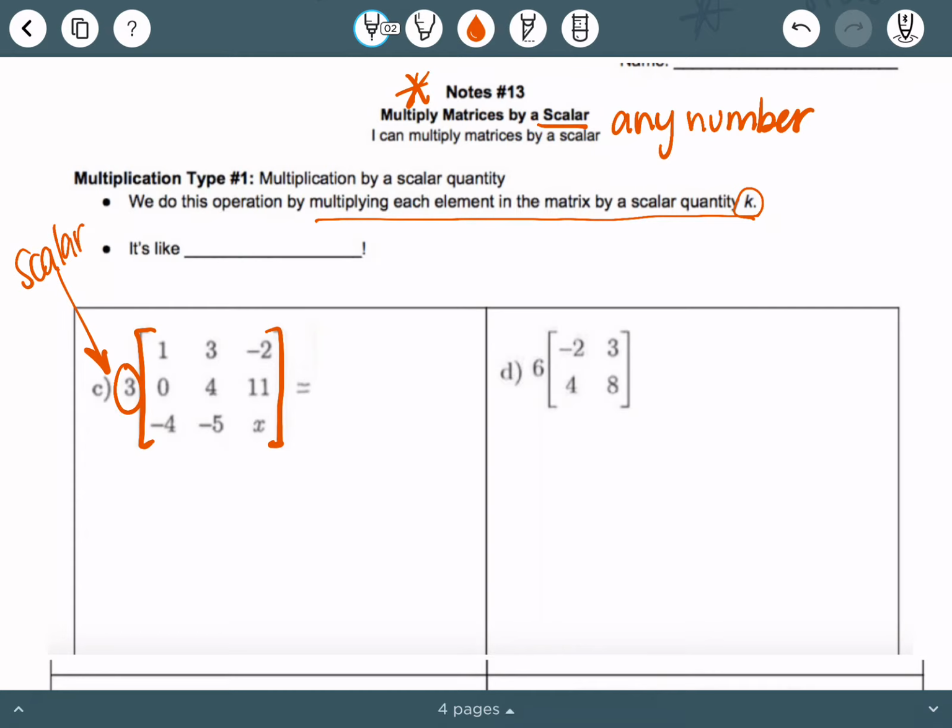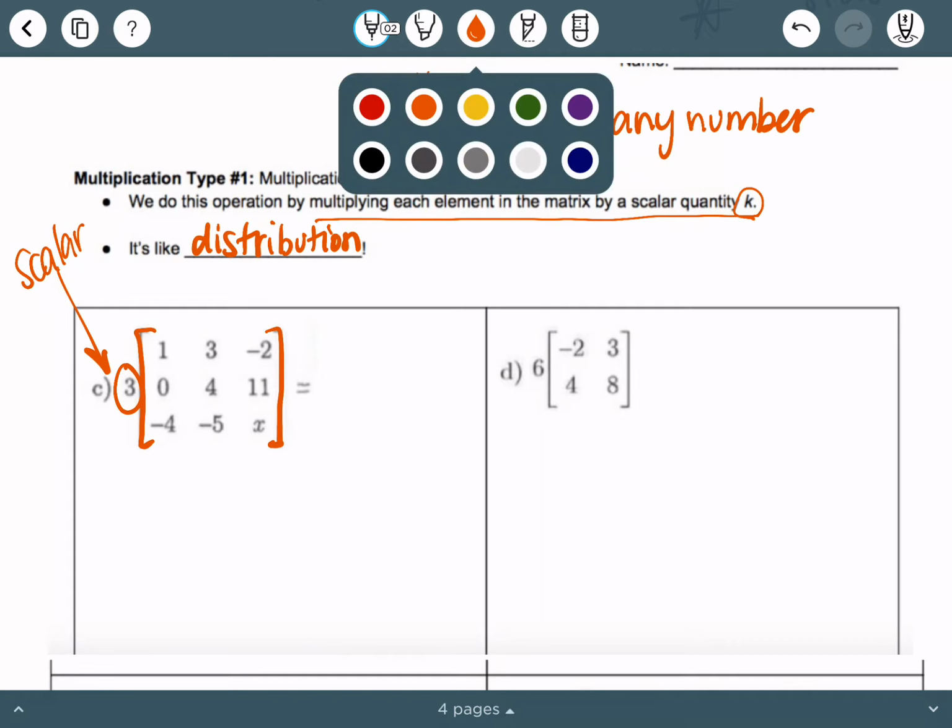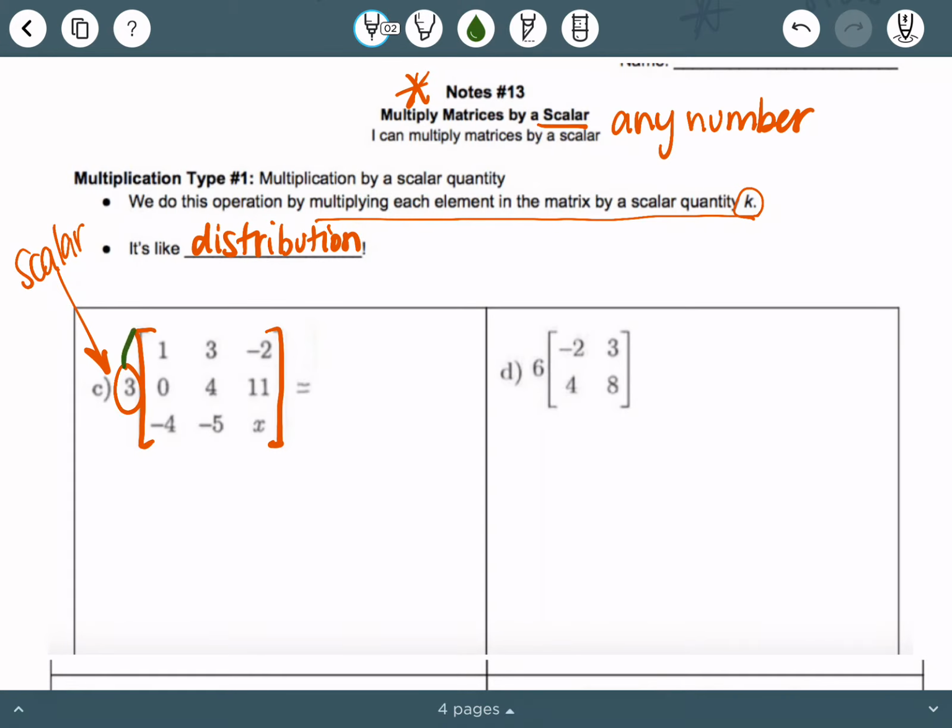So that's called a scalar. And it's just like distribution. So I know all of you guys really love distributing, and we're going to do that today. So when we do this, we're going to say, okay, I'm taking that 3 and I'm putting it on the 1. So as always, I'm going to draw my matrix.